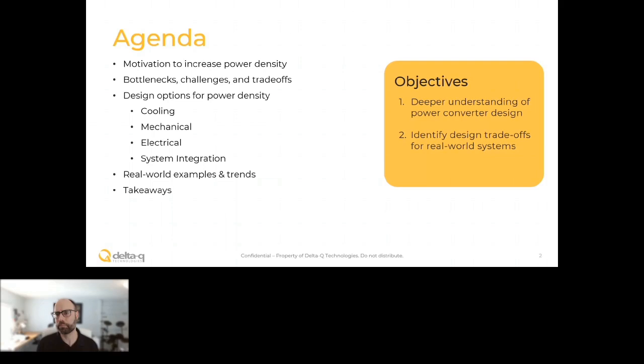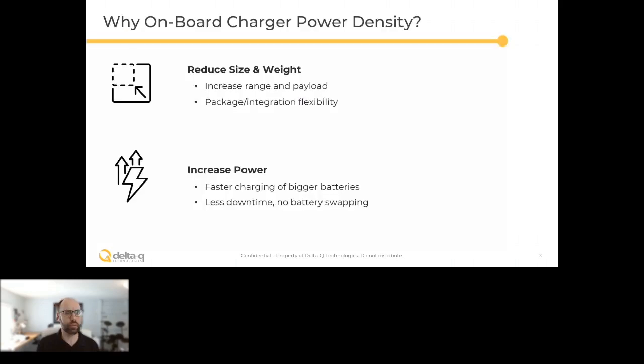So let's start with why onboard power density. Fairly obviously, you can make chargers smaller, or you can increase the power in a given space. Starting with the first one, decreasing size and weight. This is largely about increasing the range and the payload of a vehicle. If there's less space and less weight taken up by the electronics, then there's more room either for the payload or for the batteries to increase range.